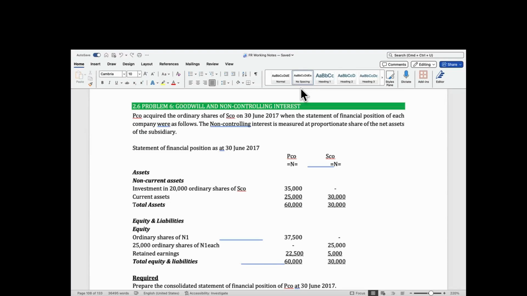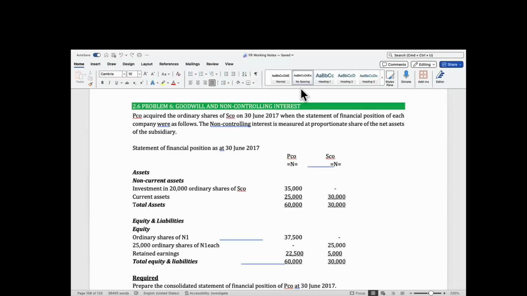And the last question we solved was a situation whereby, after we cancelled out, we saw that there was an excess of the investment over and above what the parent acquired. And we said that is goodwill. That is goodwill, which would therefore be consolidated.